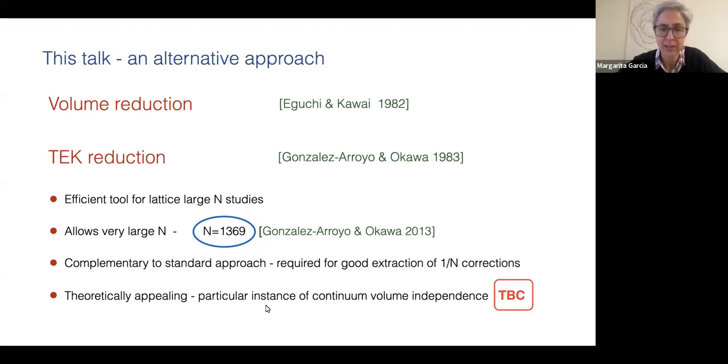Let me also mention that this approach of volume reduction is a particular instance of what is called continuum volume independence. And the use of twisted boundary conditions has become also very fashionable in the context of generalized global symmetries and these kinds of things, a particular instance of that. So theoretically, all these ideas are very appealing and lead to many different things that are very interesting.